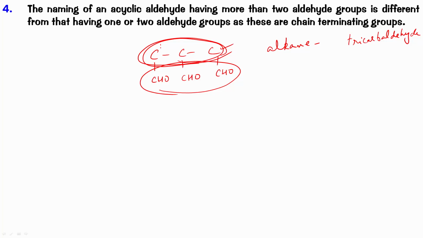Right now of course it is 1, 2, 3, but if they occur at different positions, you have to use those position numbers, P, Q, R, tricarbaldehyde, and so on. So this is the first situation. The first situation is the 3 CHO groups are attached directly to a chain.